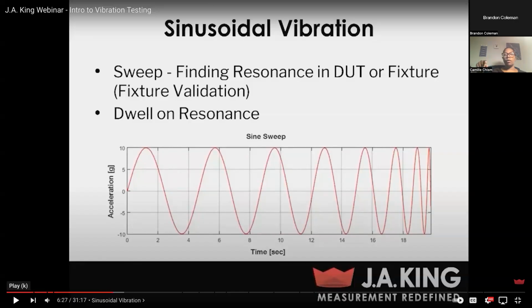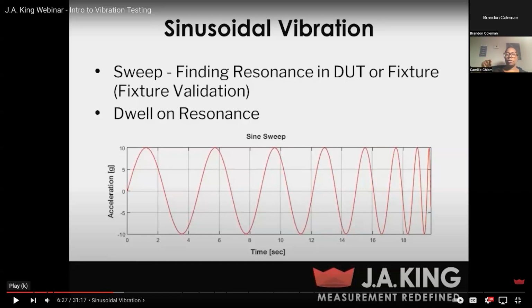So he mentioned the dwell. The dwell is you want to run it at that frequency that you know is going to amplify that to see how long it takes to damage it. If it bumps up once, it may not be a big deal, but if you amplify for a long period of time, how long will it take to damage it?